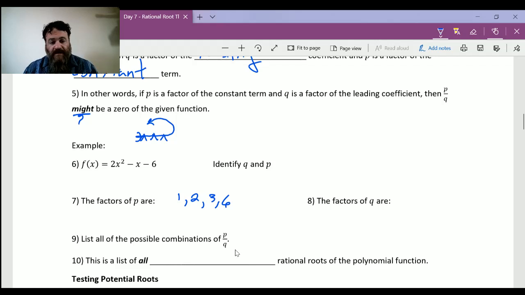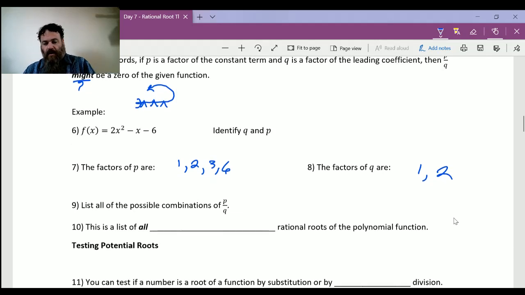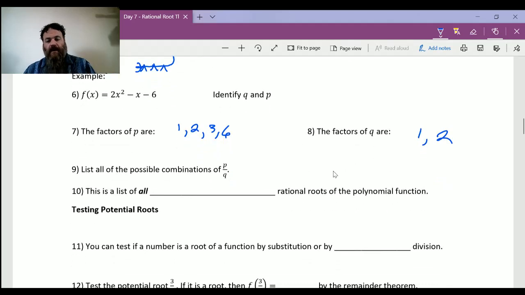And even those still tie back into the remainder theorem, which is that whole looking for a remainder of 0 bit. Anyway, back to this. For 2, the only numbers that go into 2 are 1 and 2. Alrighty? So what we do is we list all of the possible combinations of P over 2.